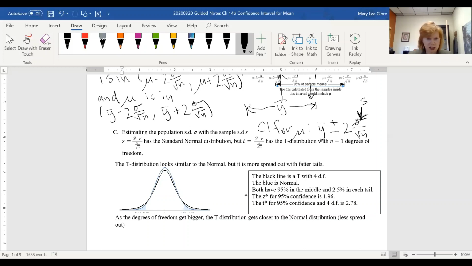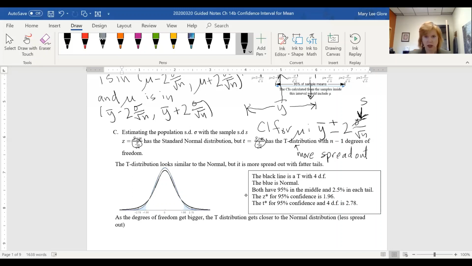But when I change the sigma here and replace it with S, because S is going to be spread out, S is not going to equal sigma. It's going to be close to sigma. So it might be a little bigger, a little smaller. Then I get a different distribution. I get a more spread out distribution. So this distribution is more spread out than a Z, and we call it the T distribution. And it has a parameter, it has n-1 degrees of freedom.